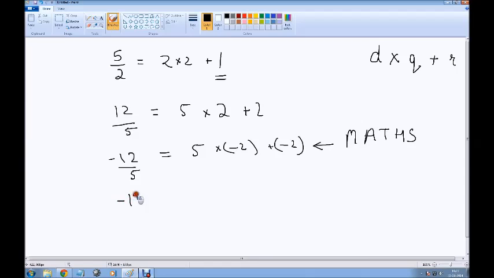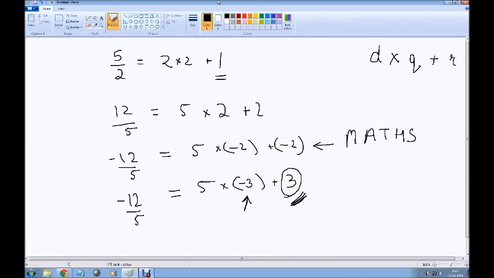When you do minus 12 by 5 in, let's say, Python, what you would get is 5 into minus 3 plus 3. So what programming languages do is increase this number by minus 1, and that makes this number positive. The main aim of the programming language is to get this number positive. So they increase this number by minus 1 and it automatically becomes positive.